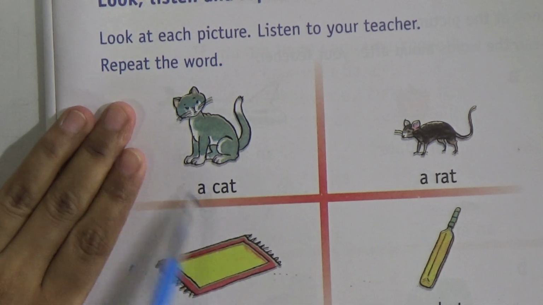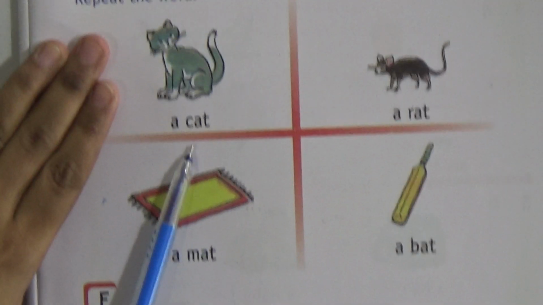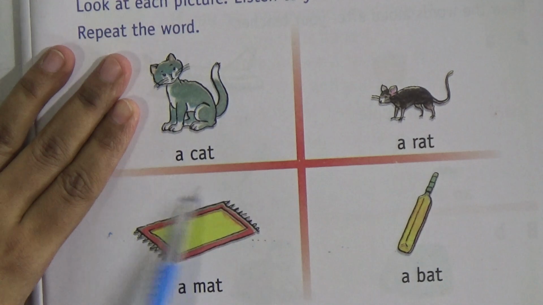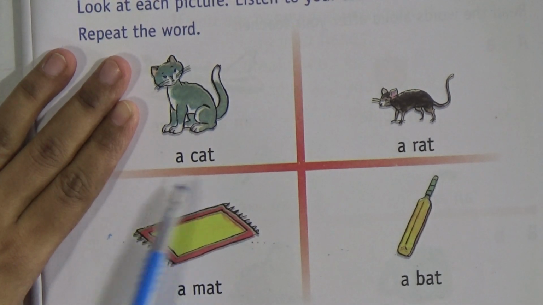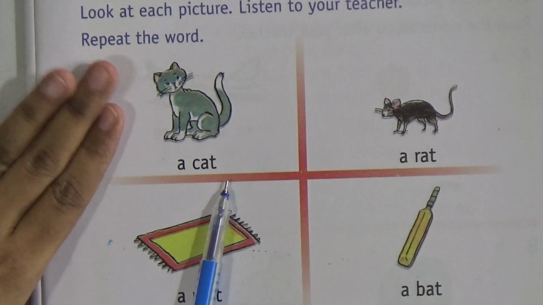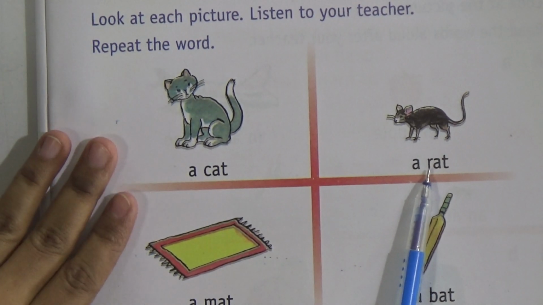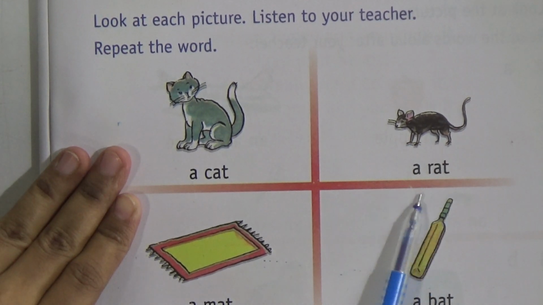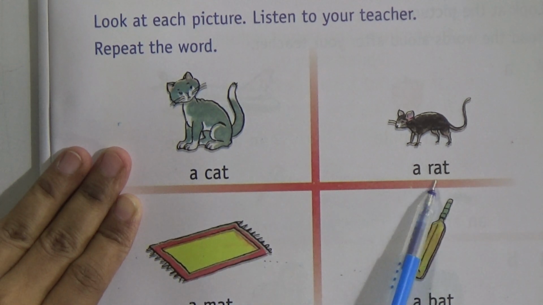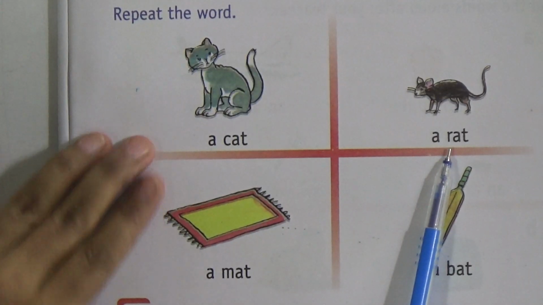Just look at the first one. What is this? This is the picture of a cat. A cat. C-A-T, cat. C-A-T, cat. Okay. Now the next one. What is this? This is the picture of a rat. A rat. R-A-T, rat. R-A-T, rat. So this is the picture of a rat.